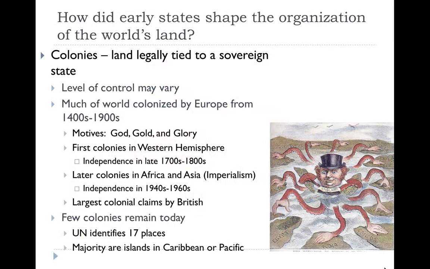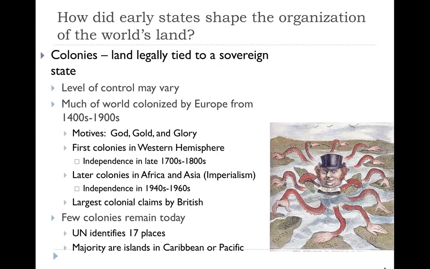So we go back and look at why did all of this take place the way it has. How did early states shape the organization of the rest of the world's land? The big way we can look at that is colonies. Most European nations at some point in history controlled colonies around the world, and so the land was legally tied to a sovereign state somewhere else. Basically, there are all kinds of different levels of control, whether it's their sphere of influence, or they actually looked at it as a colony, or they just were a protectorate of that land.